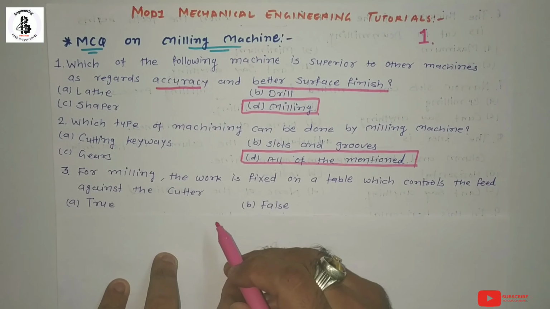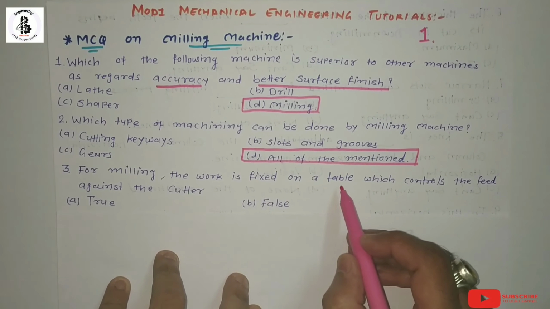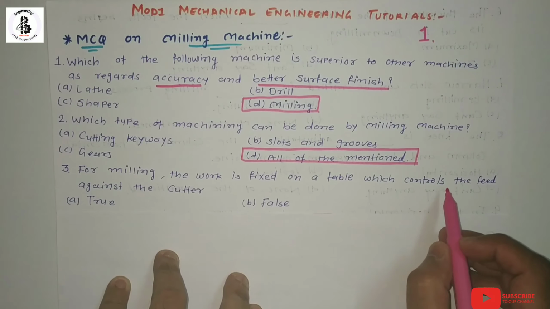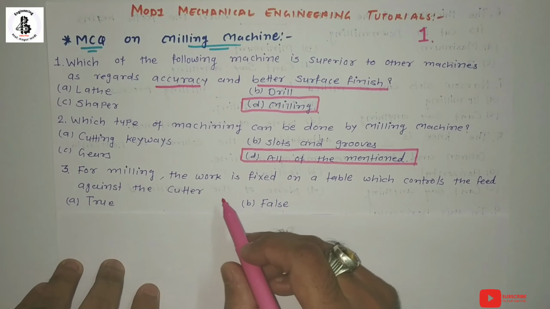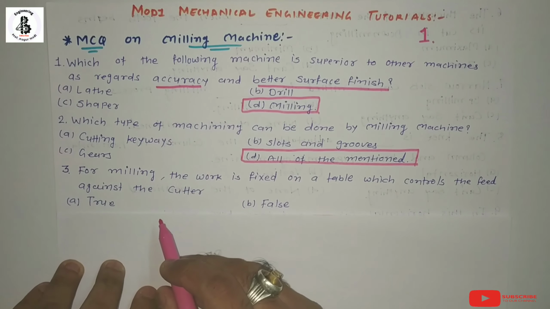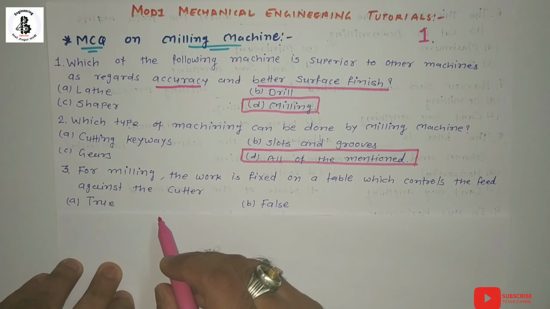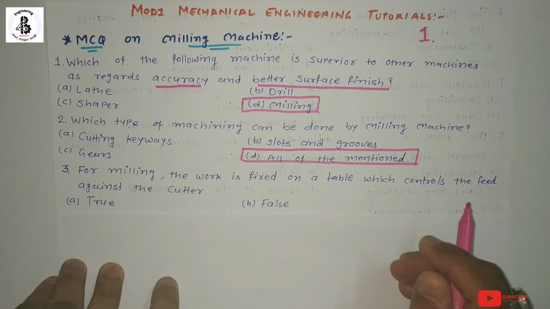The next, for milling the work is fixed on a table which controls the feed against the cutter. Yes, that will be absolutely right. The work will be fixed onto the table which controls the feed against the cutter in case of the milling machine.